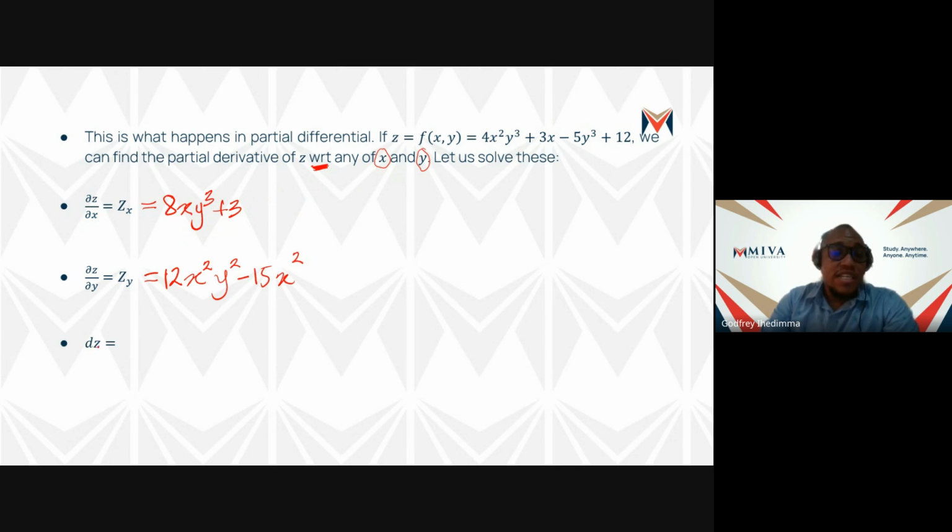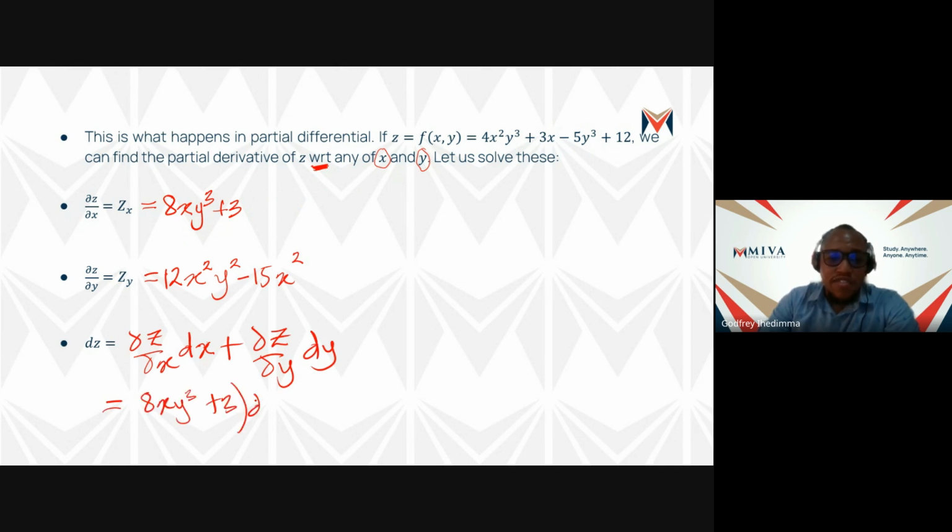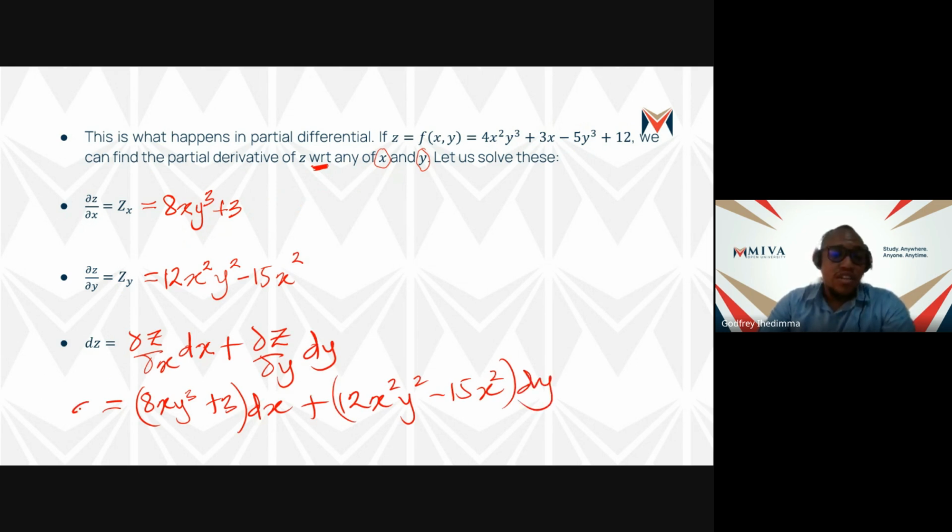Now, let us take the total differential of z. The total differential of z is expressed as ∂z/∂x dx plus ∂z/∂y dy. So what is ∂z/∂x? That is equal to 8xy cubed plus 3, all of this dx, plus ∂z/∂y, which is 12x squared y squared minus 15x squared, all of this dy. So this is the final answer for dz.